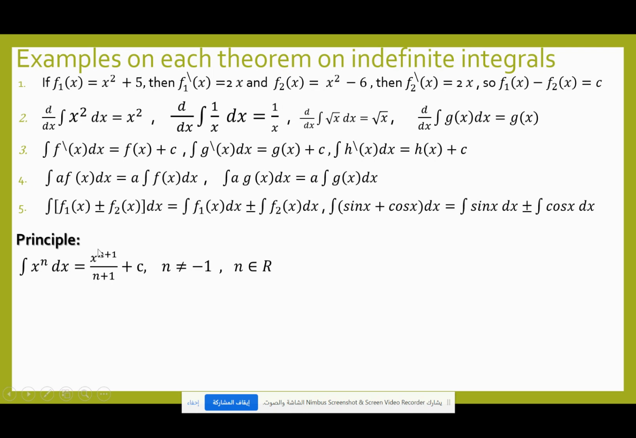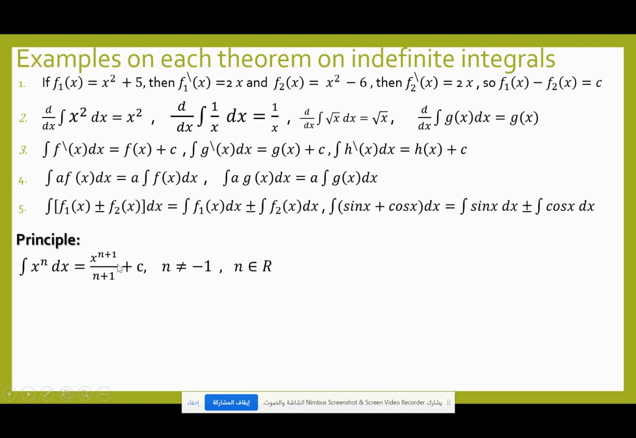In the derivative, you were multiplying by the power. Here you are dividing by the power. In the derivative, you were multiplying first. Here you are dividing last. Plus c. Why plus c? You are integrating indefinite integrals. And we said that you should write plus c in an indefinite integral because if you derive it, the constant is supposed to become 0, giving you back the function which is inside.